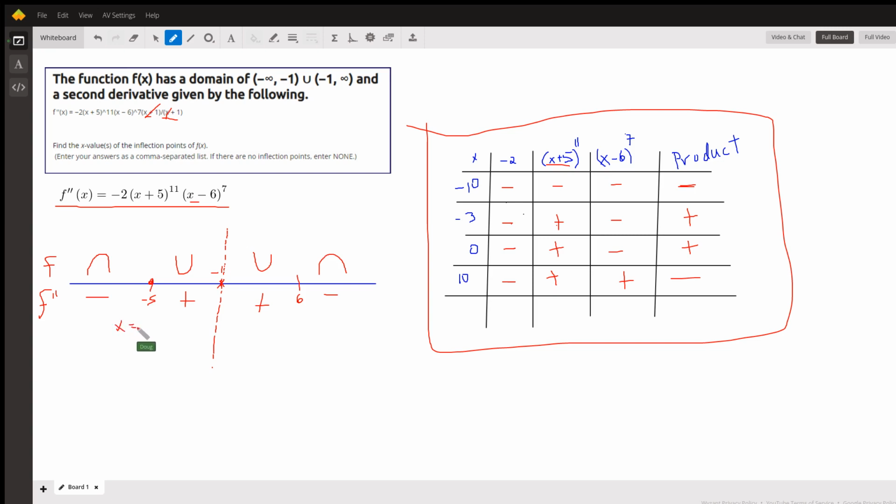Okay, so since the concavity changes at this point right here, there's a point of inflection when x equals -5. We don't know what the y value is because we don't know what f is exactly. And concavity changed here, so there's a point of inflection at x equals 6.